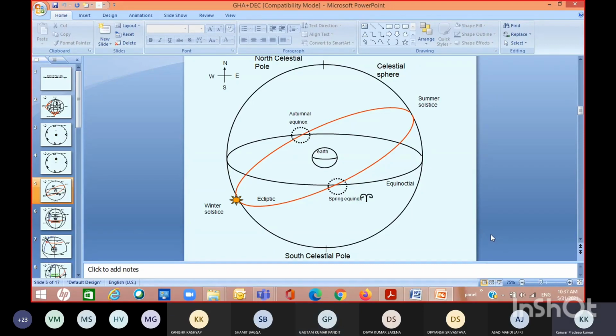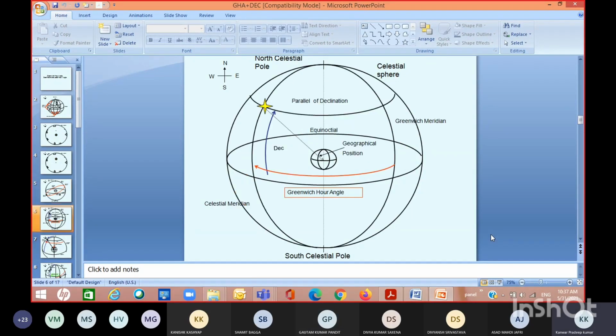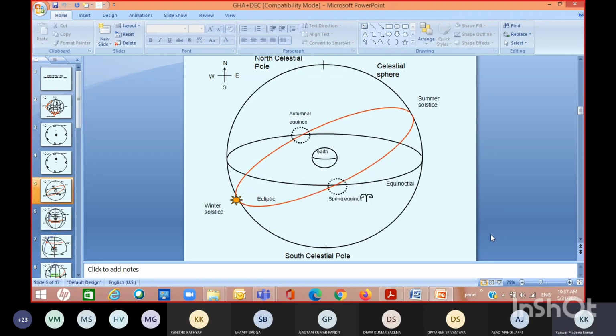Okay, let's move on. Coming back to this diagram, let me go back. I think I will use this mode.